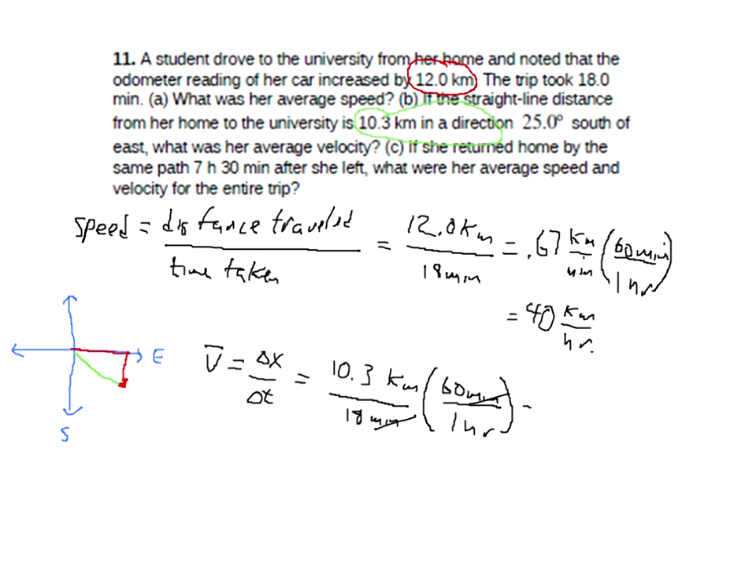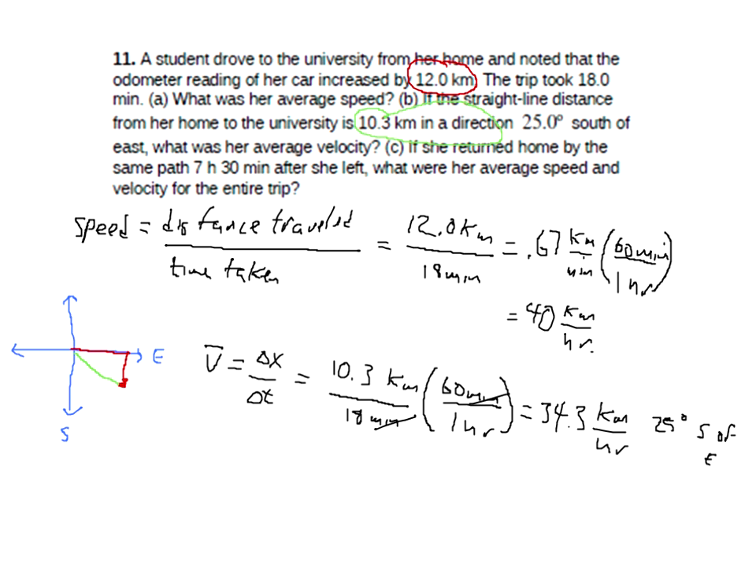So minutes cancel, we end up with kilometers per hour. So that's going to be 34.3. So I'm looking at a calculation that I already did here in my notes because I'm not smart enough to do all this at once to actually figure out numbers on the fly. And now the direction here is going to be 25 degrees south of east.